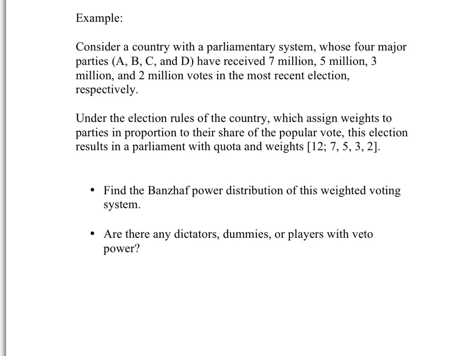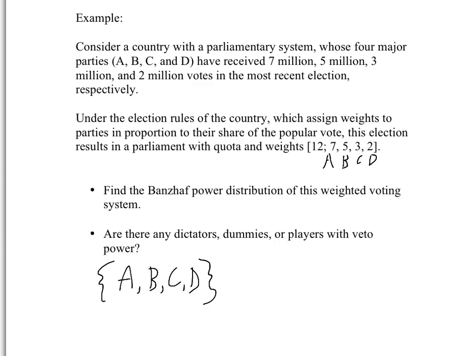So we have 2 questions. Find the Banzhaf power distribution of this weighted voting system, and see if there are any dictators, dummies, or players with veto power. The first thing to do is always to write out the winning coalitions. Let's remember that the names of our players here are A, B, C, and D. When we write out the winning coalitions, it's important to use the letters rather than the numbers. Why does that even matter?